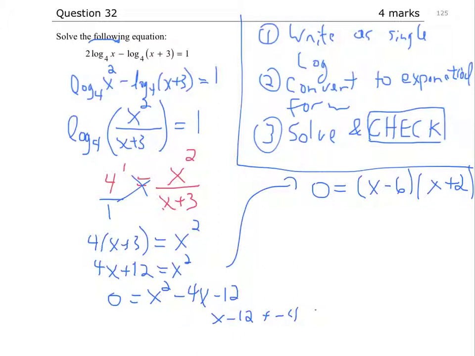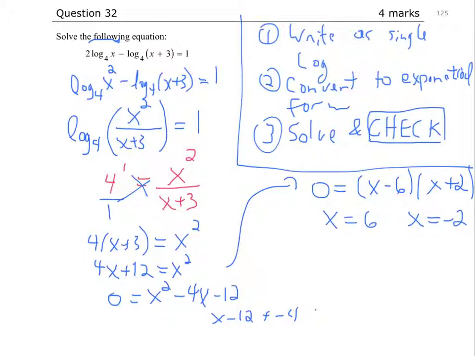All right, let's just do a quick expansion in our head. Make sure this is right. x times x is x squared. We got a positive 2x and a minus 6x. That'll give us our minus 4. And then we got a minus 12. So that's wonderful. We're going to solve each of our factors. So x equals 6 and x equals negative 2.